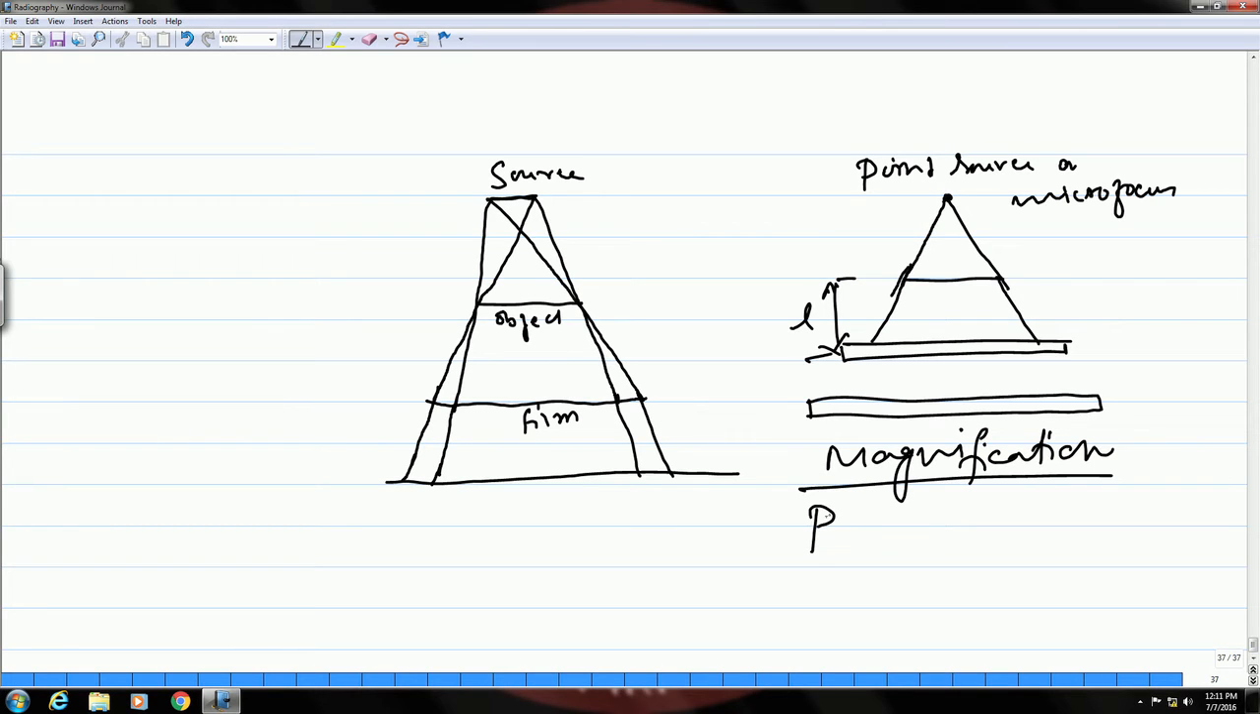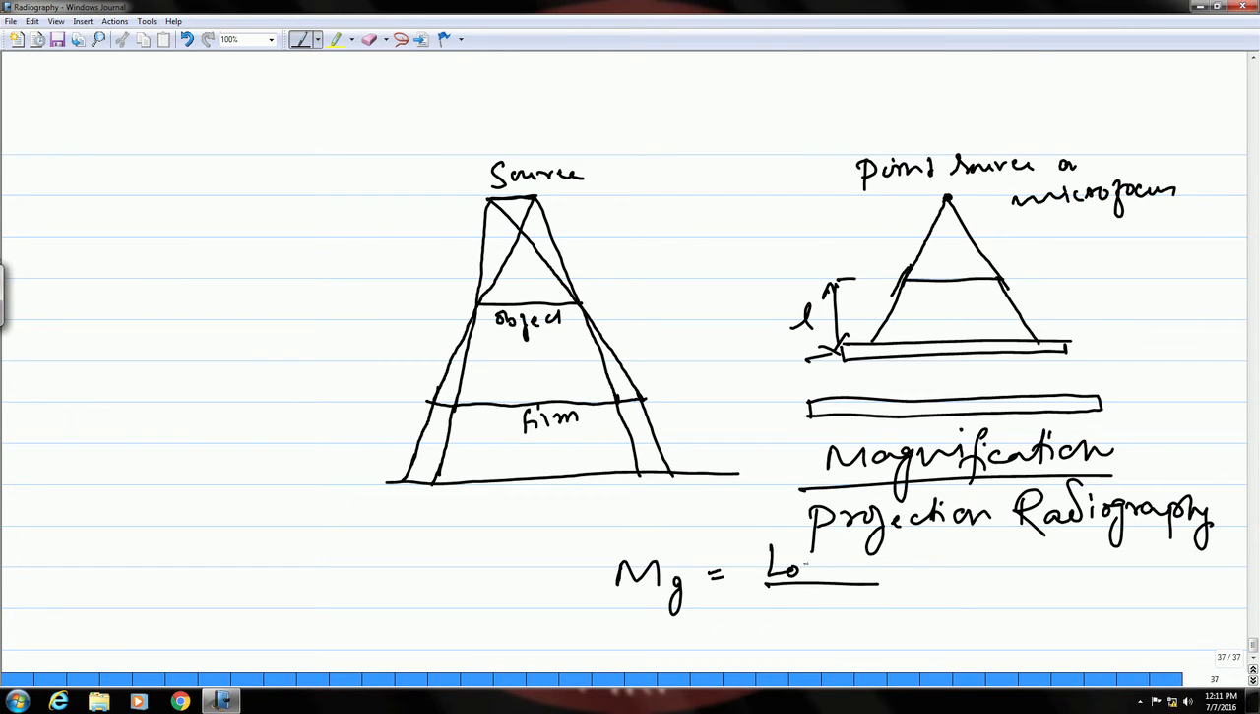And this is known as projection radiography if you magnify the image. And this magnification M g is given by these distances. Okay. So, this is the advantage that you have.